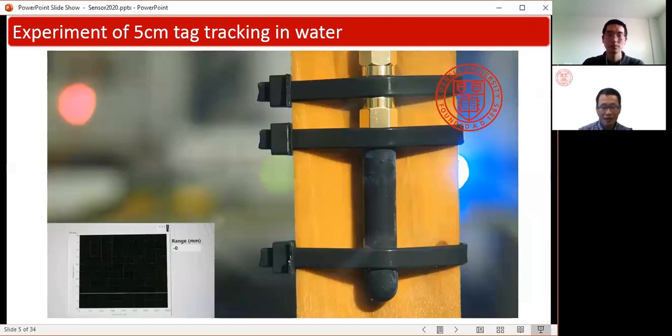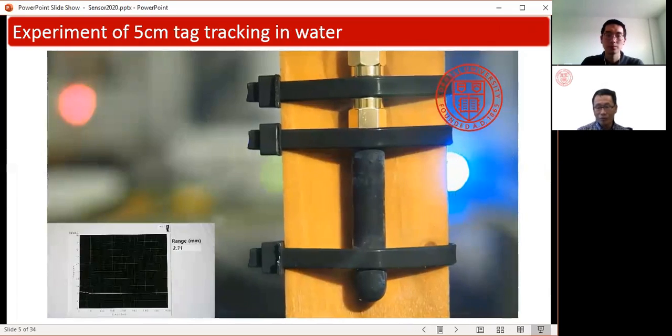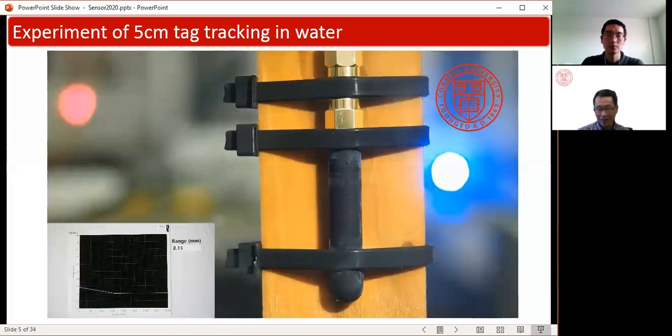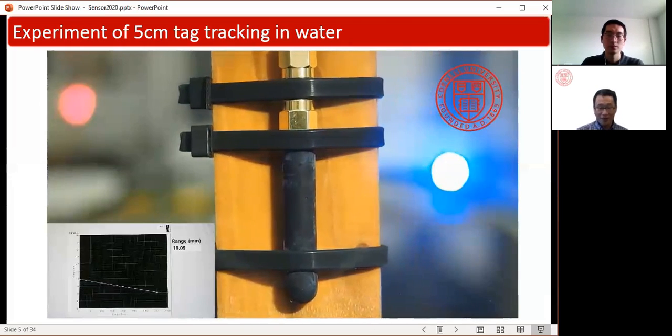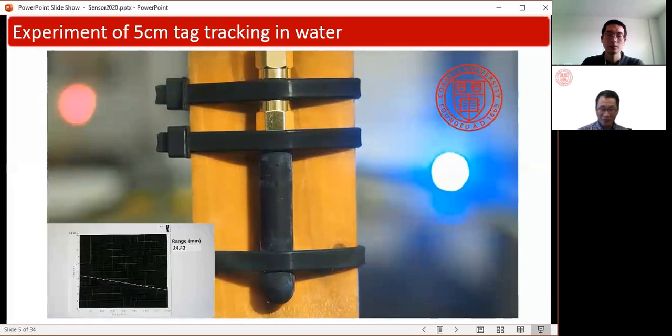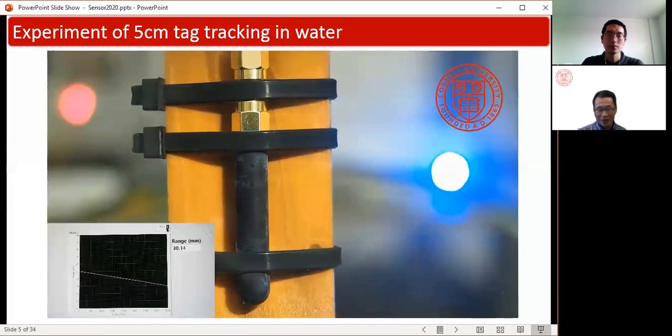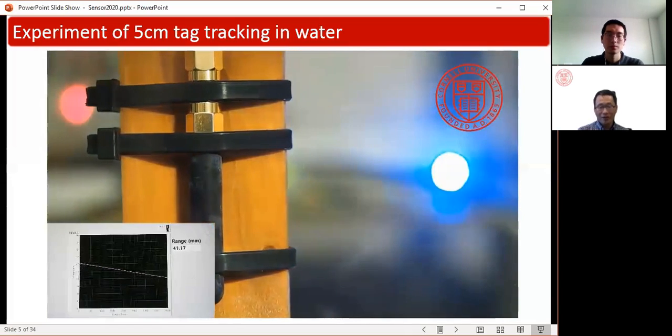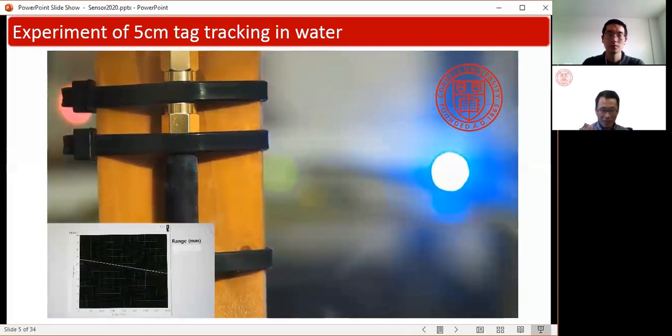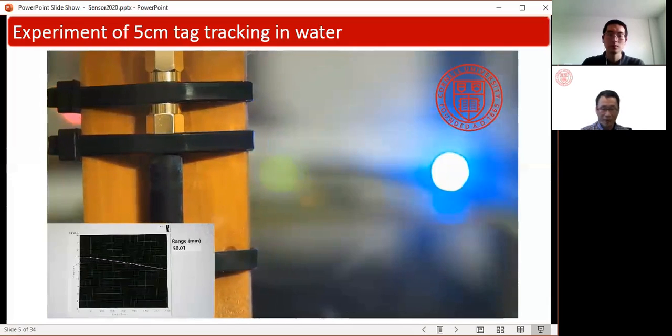And this is a video showing a tag in the tank I just showed you, how it moves within water. Okay, the tank now is filled with water. It's filled with sand, you cannot see it. So it's moving within water, and you can see it precisely tracks the entire motion. This antenna has been carried by the linear motor. Next slide.